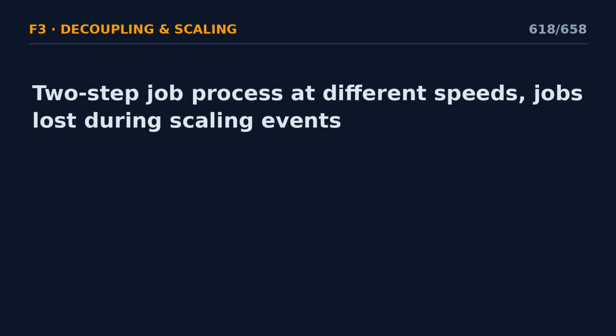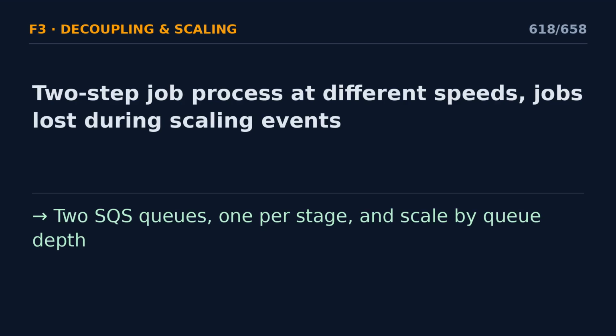Two-step job process at different speeds, jobs lost during scaling events. Answer. 2 SQS queues, 1 per stage, and scale by queue depth.